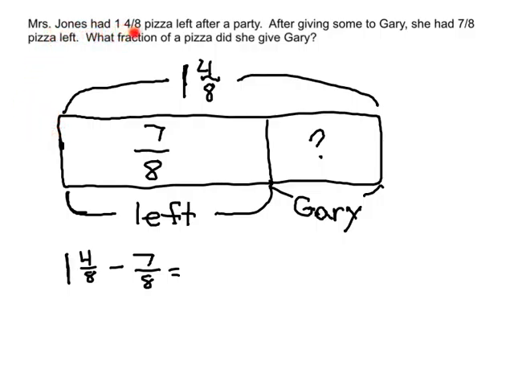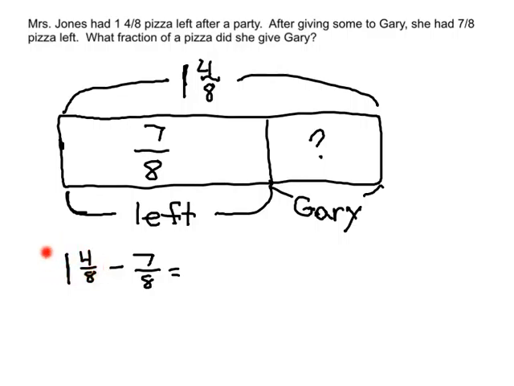Mrs. Jones had 1 4/8 pizza after the party. So this is how much she had left after the party. She gave Gary some of the pizza. After she gave it, she had 7/8 of that 1 4/8 left. We want to know how much she gave to Gary right here. So I've written out the problem that we're going to start with. We have 1 4/8 minus 7/8. So we have our total here minus the 7/8 will give us the amount that Gary had.